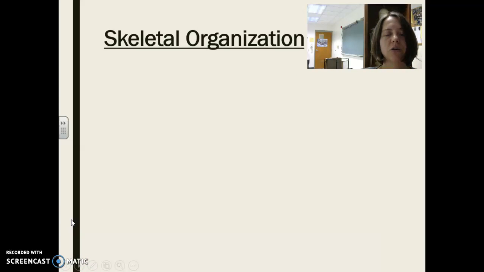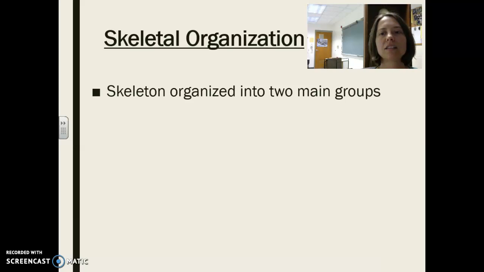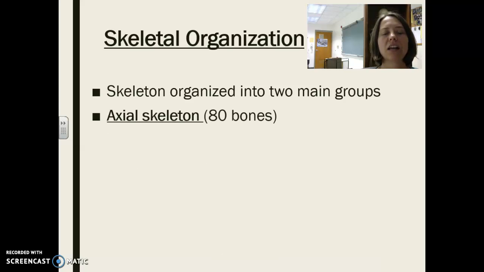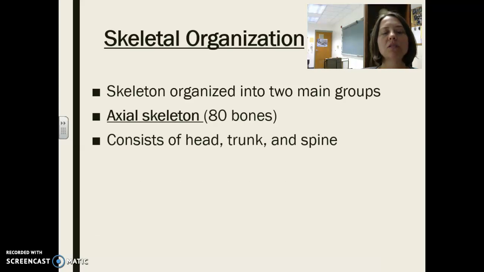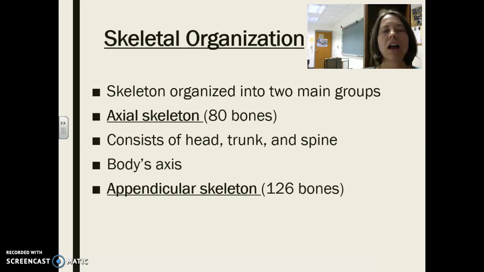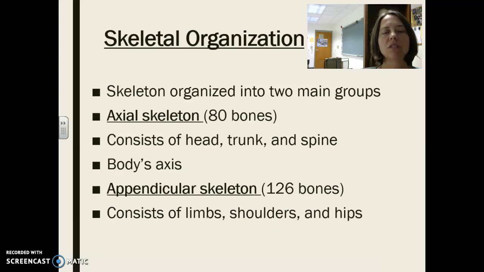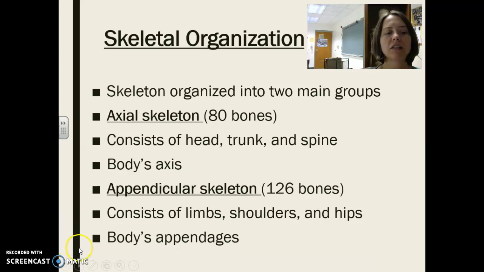So those are the projections and the depressions on bones. So now we're going to talk about the bones themselves. So let's talk about how the skeleton is organized. It is organized into two main groups. The axial skeleton, which consists of about 80 bones, and it is the head, trunk, and spine. And we could call that the body's axis. And the second group is the appendicular skeleton, which has 126 bones, and that's the limbs, shoulders, and hips, and that includes the body's appendages.